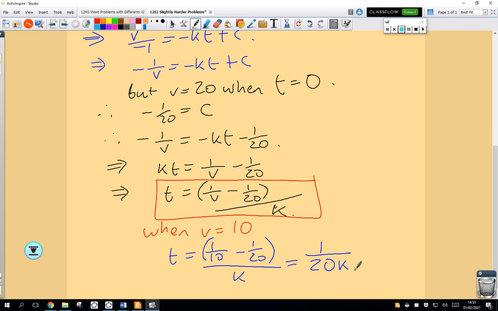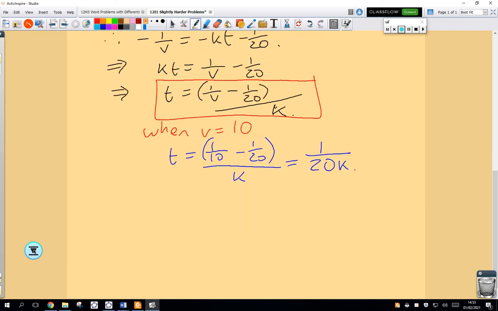So if I can figure out what k is, I can say exactly what the time is. So the time taken for this object to reach 10 kilometers per hour is going to be 1 over 20k. So our job now is to find k. Okay, so we've found an expression for time, but it's in terms of k. How will we find k?